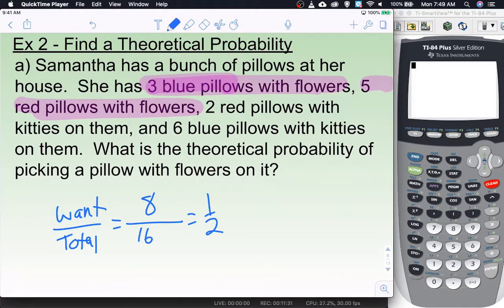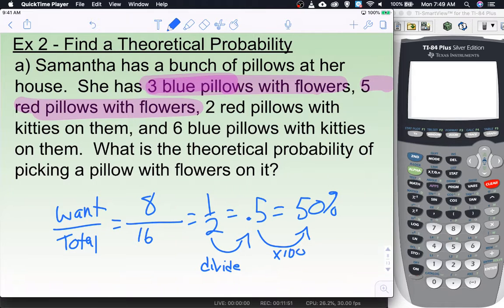The theoretical probability of picking a pillow with flowers on it is half, which as a decimal is 0.5, and as a percent is 50%. To change this to a decimal, you divide. To change your decimal to a percent, you either multiply by 100 or you move your decimal over 2 places. They both do the same job.